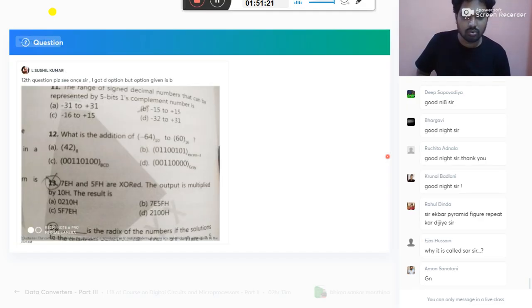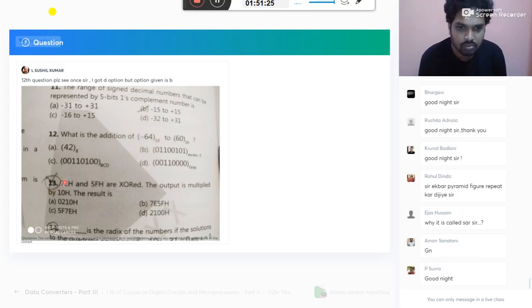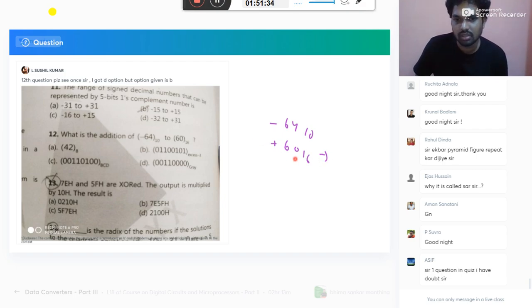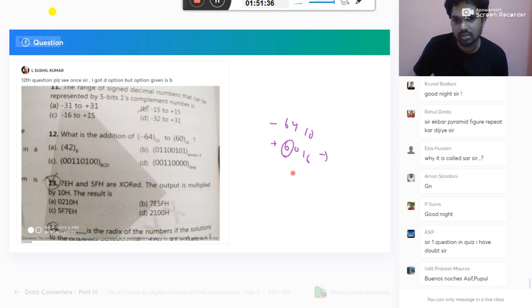Sushil is having some doubt. 13th question, which question? 12th question: minus 64 plus 60. This is in base 10, this is in base 16. So convert into base 10 first. 6 is 16, so much? 96 now.